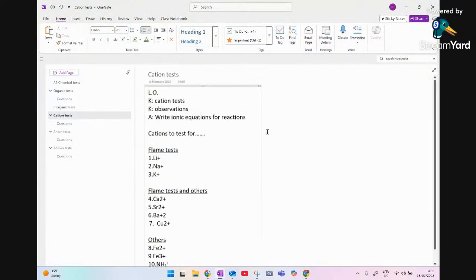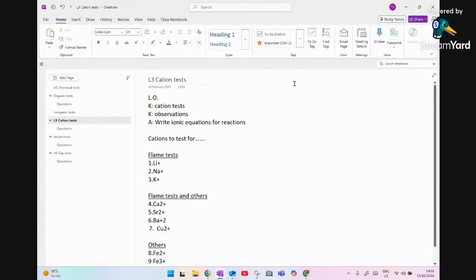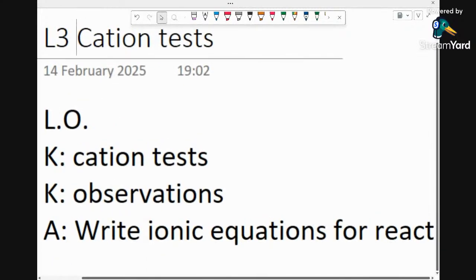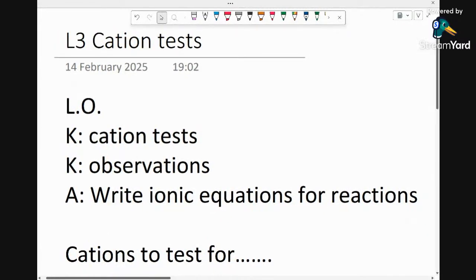So we're on to lesson 3, cations. This one is a bit more tricky, and I've started this because it requires a bit more of a conversation. There are so many ins and outs of all of these things that it's very easy to get lost.